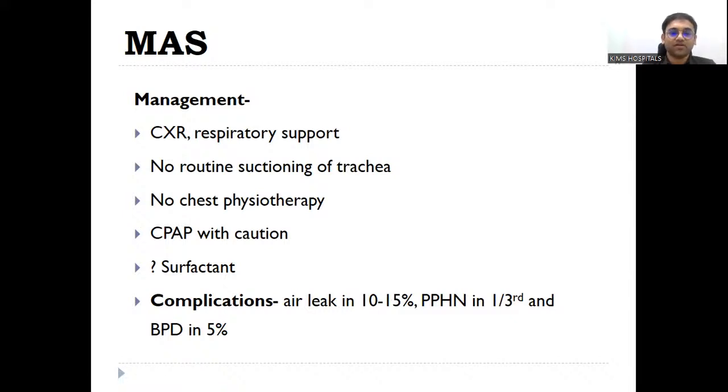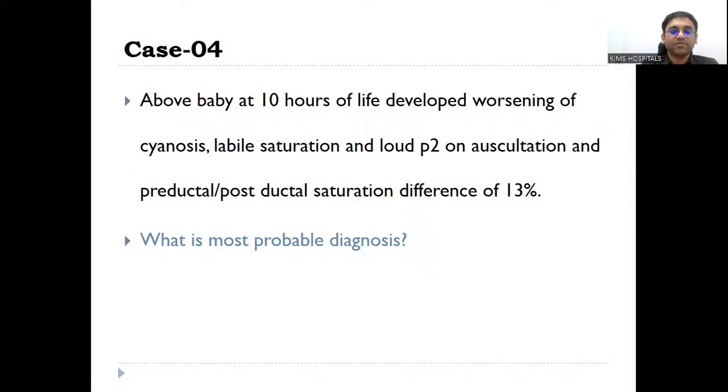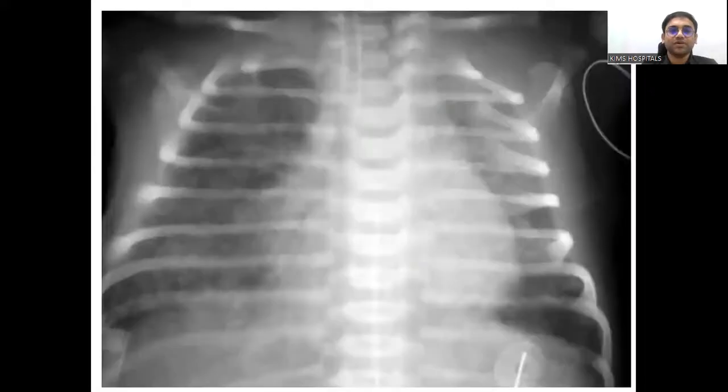Nearly one third of the babies can develop PPHN, and in future they can develop BPD in 5% of the cases. The same baby with meconium aspiration syndrome, at around 10 hours old, develops worsening respiratory distress with low saturation and a preductal to postductal saturation difference of more than 10%. What is your immediate answer? So any baby with meconium aspiration syndrome and this kind of picture, one should expect PPHN.